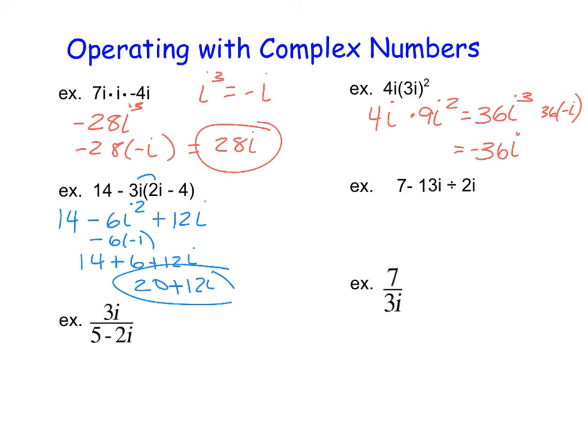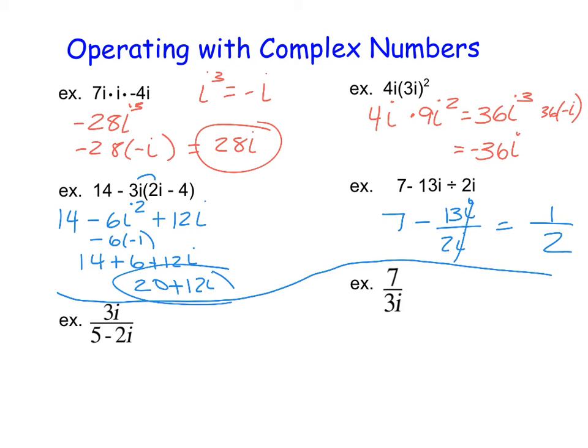Again, order of operations, we need to divide. So I'm going to rewrite this. This is 7 minus 13i over 2i. So those i's cancel out. So that's just, I would say 0.5, or a half, however you want to write it. The answer is a half. That's kind of silly.